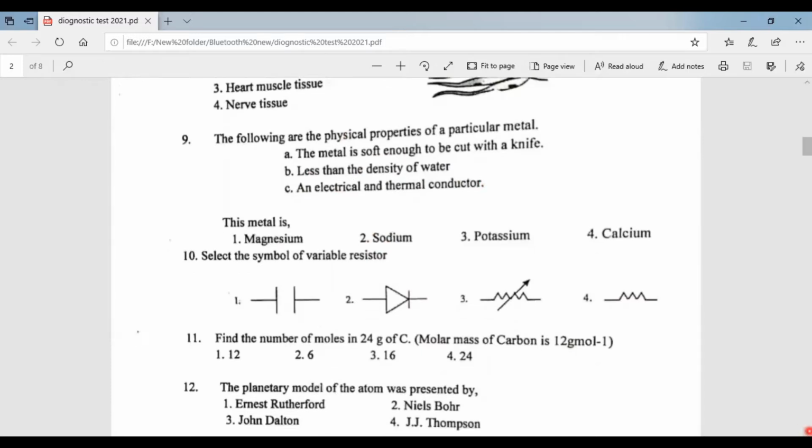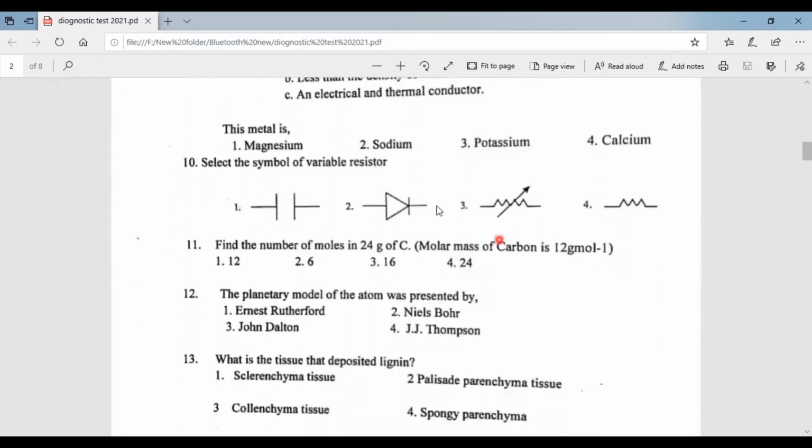10th one. Select the symbol of a variable resistor. Answer number 3. The fourth one is a normal resistor. The second one is a diode. And the first one, a capacitor.